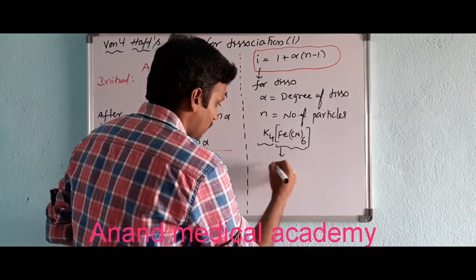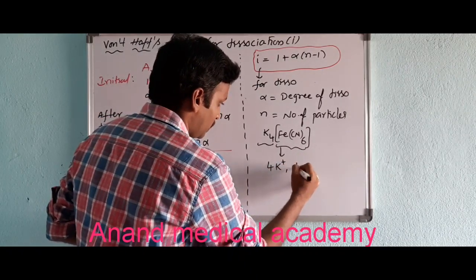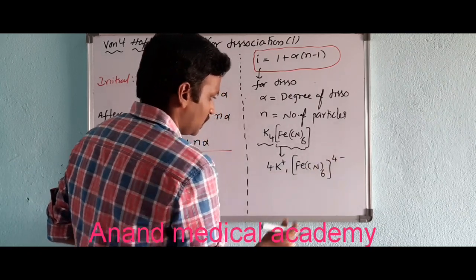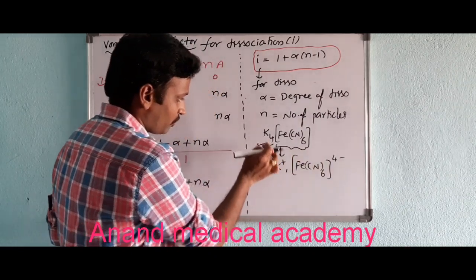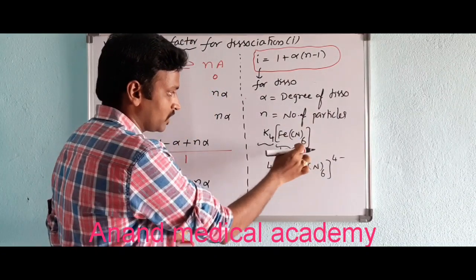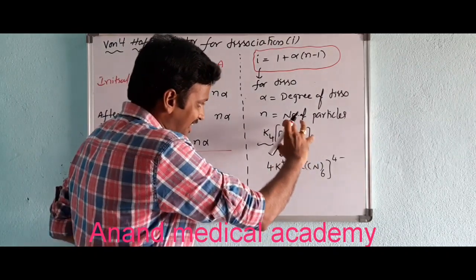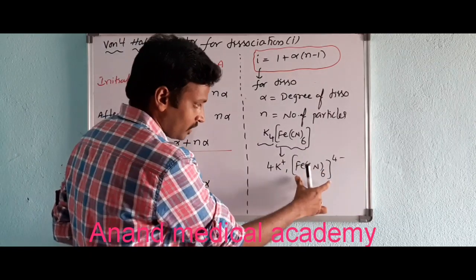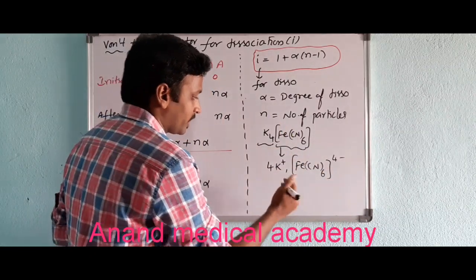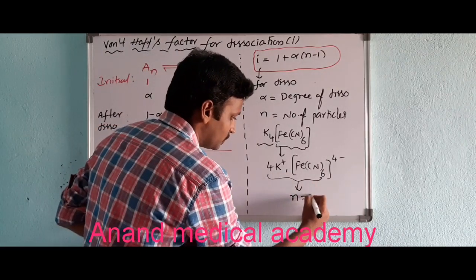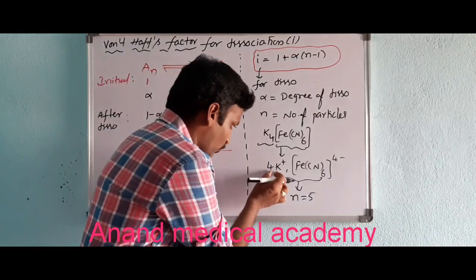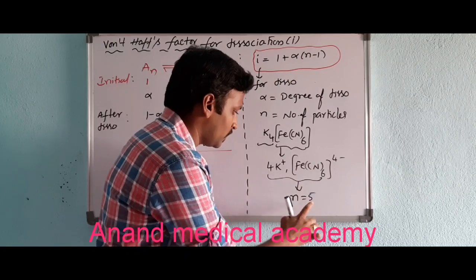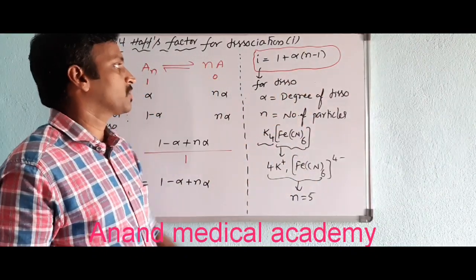So how will it dissociate? Into 4 K plus and [Fe(CN)6] 4 minus. Consider only ions, not charges. This is a coordination sphere, which cannot dissociate further. This entire thing gives only one ion. Don't count 6 cyanides and one iron separately. This is entirely one ion, and this is 4 K plus. So the N value is 5, because 4 plus 1 is 5. N is equal to 5 is substituted.